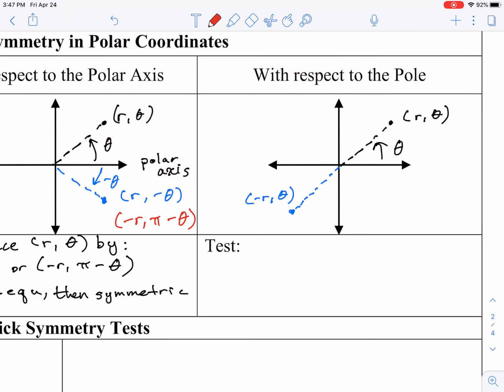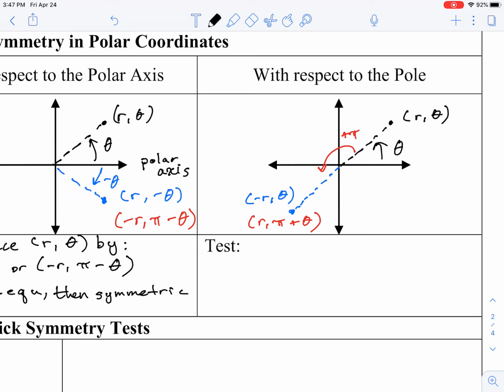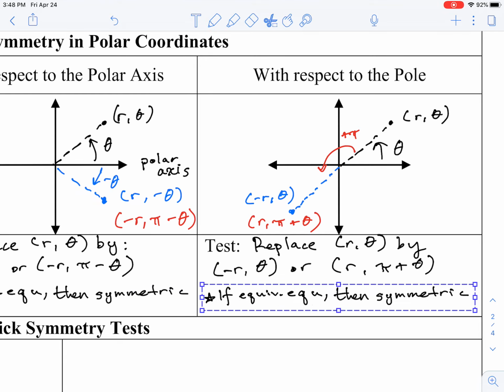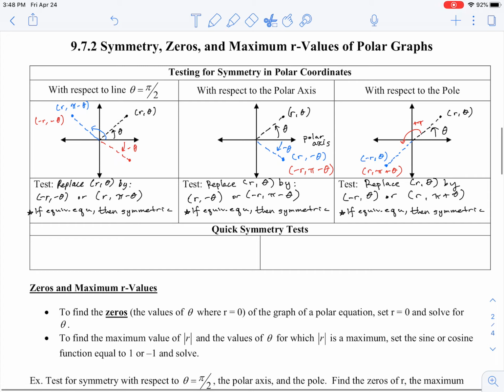Or what could I do to the angle to give me a coordinate that is reflected over the pole? I could just add pi. Then this would give me (r, pi plus theta). So that's another option. You get the sense of what we're going to do by now. If I want to check whether a polar equation is symmetric with respect to the pole, I'm going to replace (r, theta) by (negative r, theta), just flipping the r for a negative r, or by (r, pi plus theta). Just like before, if we end up with an equivalent equation, then we know that it is symmetric with respect to whatever we were testing for. Again, we'll do this in just a bit with some practice problems.